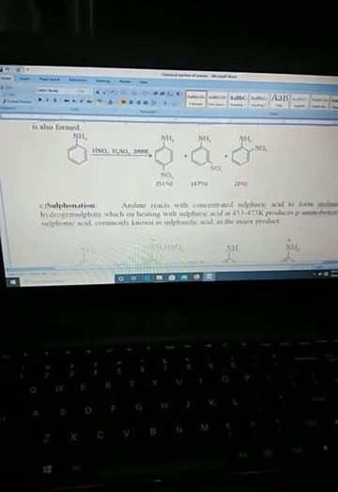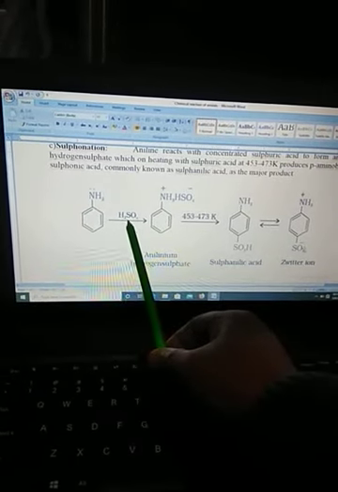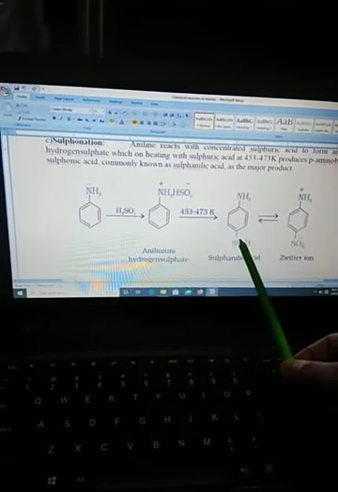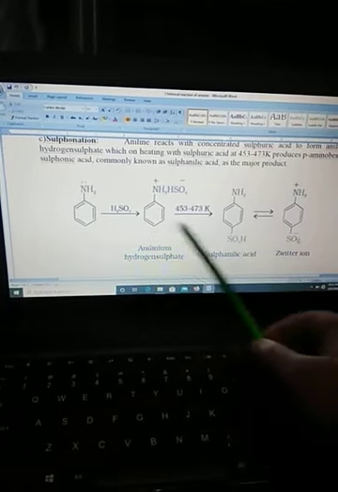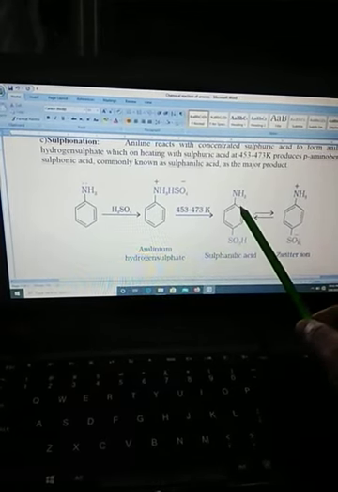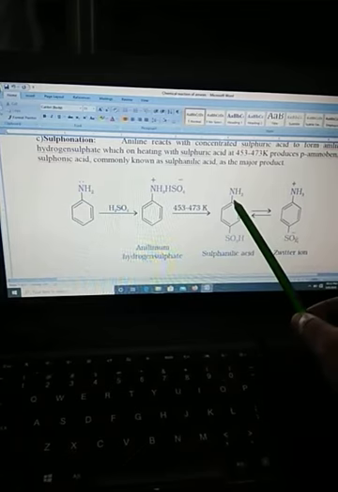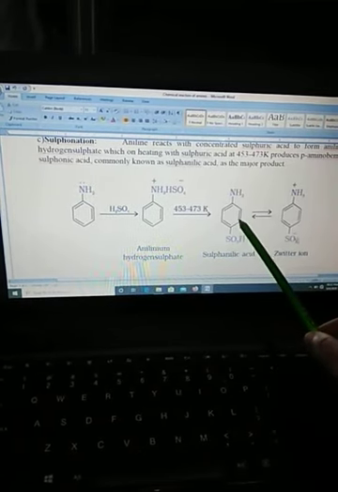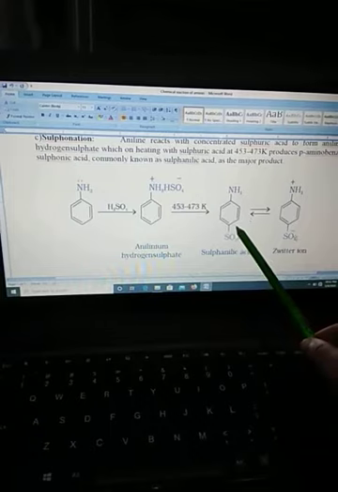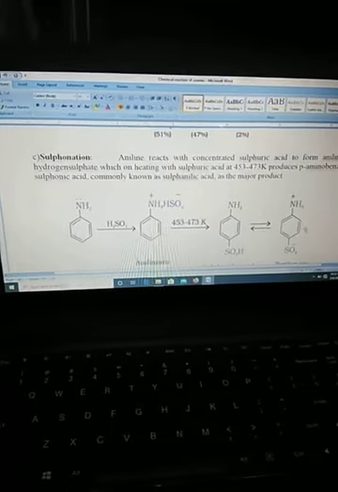The last type of electrophilic substitution reaction is sulfonation. When aniline is treated with sulfuric acid, it is going to form para sulfonic acid and ortho sulfonic acid. In this case, the main product is para. To name this compound, with respect to the sulfonic acid group, the amino group is at the para position. So it is para amino benzenesulfonic acid, commonly known as sulfanilic acid. So these are the electrophilic substitution reactions for aniline.